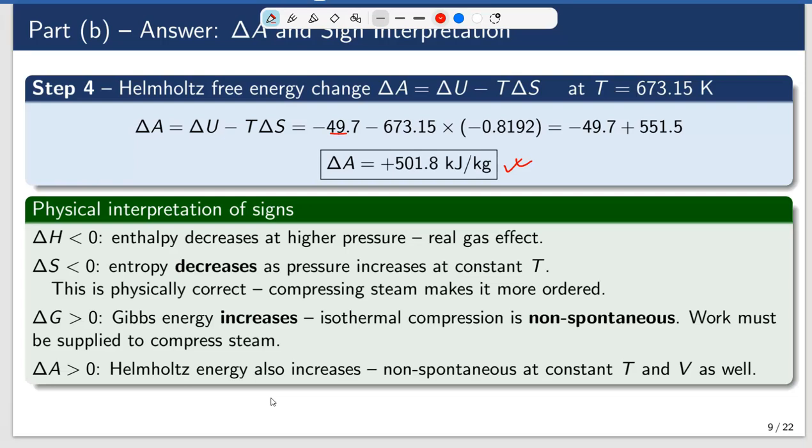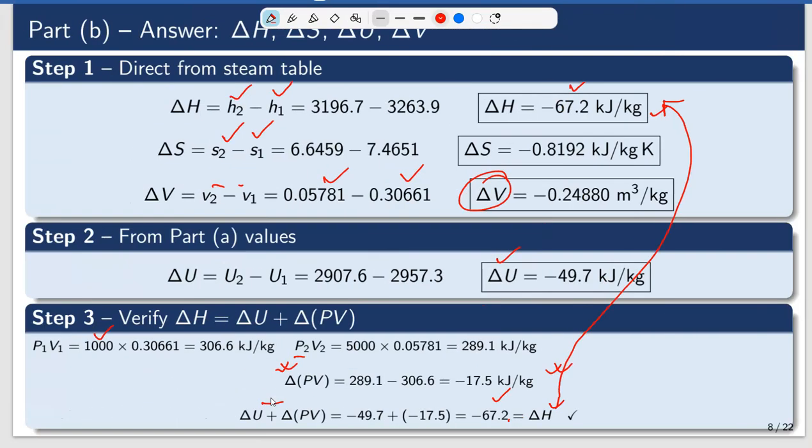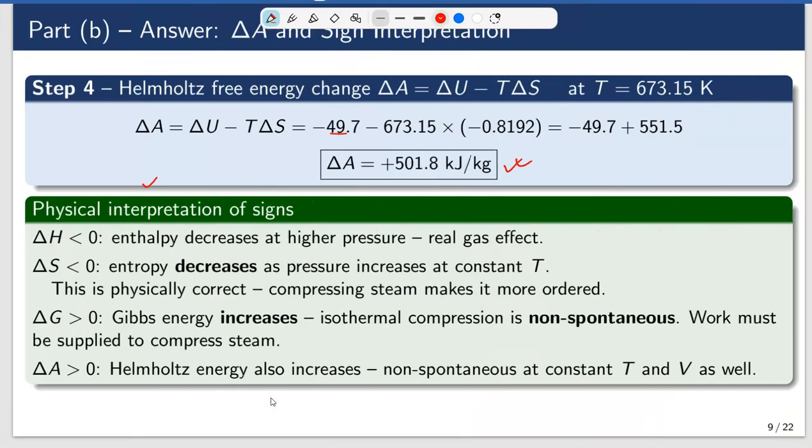Now what will be the physical interpretation of this sign change? Del H is less than 0, so del H is negative, so enthalpy decreases at higher pressure for a real gas effect. And del S is again less than 0, so entropy decreases as pressure increases at constant temperature. This is physically correct. Compressing steam makes it more ordered.